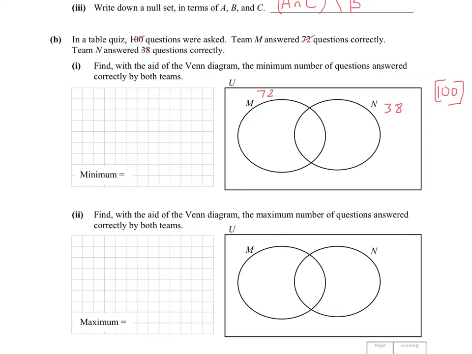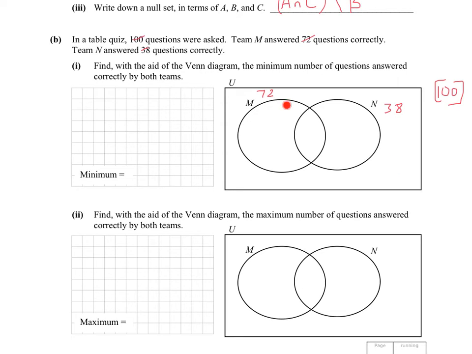Now, it won't take you too long to realise that if I were to add 72 and 38 up, it comes to more than 100. So we have a situation where we do have an overlap. Now, we also don't know how many will be outside of here, i.e. how many questions were answered incorrectly by both teams.